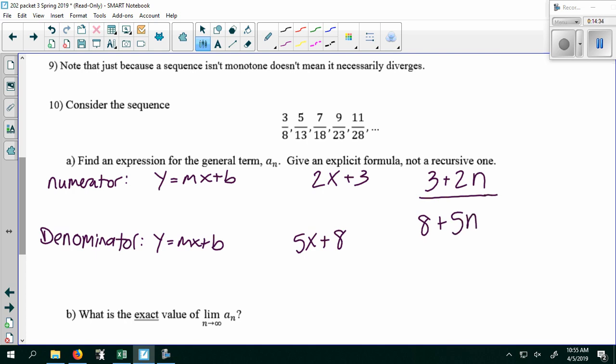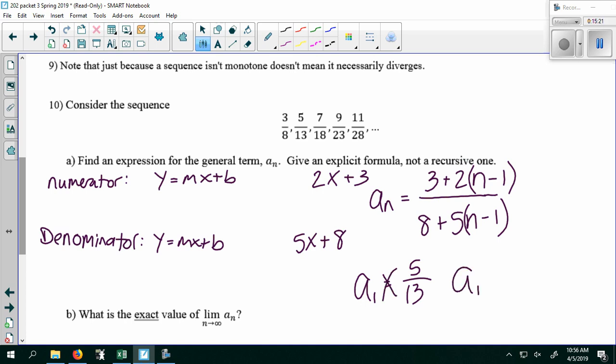Okay, so we should check that when we put in a 1 for n, we get the first number in the list, right? What happens if you put in a 1 for n? You get the second number in the list, right? If you replace all your n's with a 1 to try to calculate a sub 1, you get 5 over 13, which is the second number in the list. Oops, we're off a little bit. So to fix it, I actually want to replace these n's with n minus 1s. And then check.